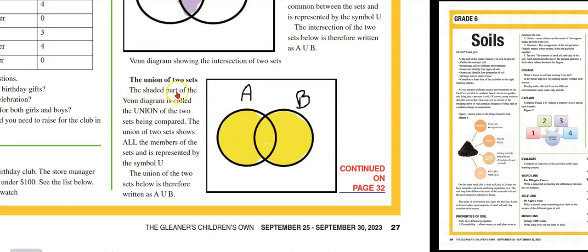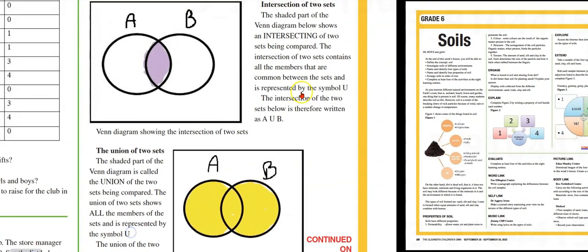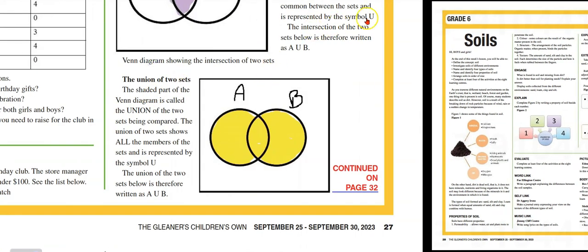The union of two sets, the shaded part of the Venn diagram, is called the union of two sets being compared. The union of two sets shows all the members of the set and is represented by the symbol that looks like the U. So we can't have the intersection here using the same symbol as the union. So clearly this one is a mistake. All right. The union of the two sets is therefore written as A with the U symbol here, B. All right, so the union of A and B.